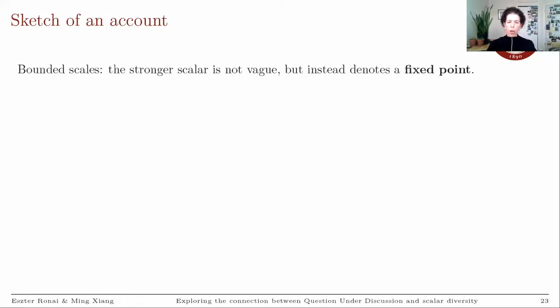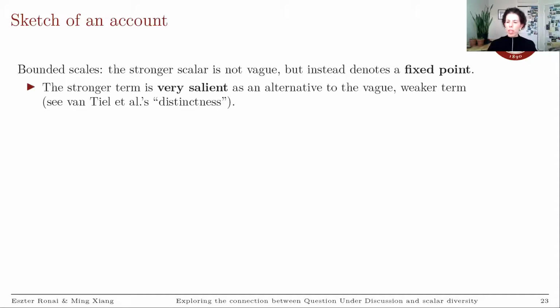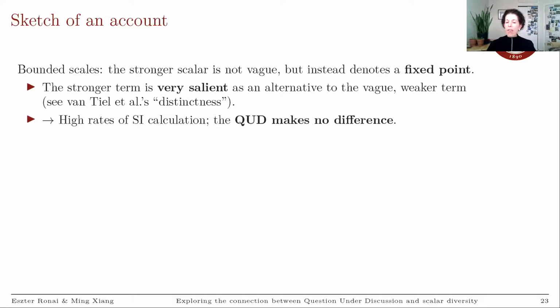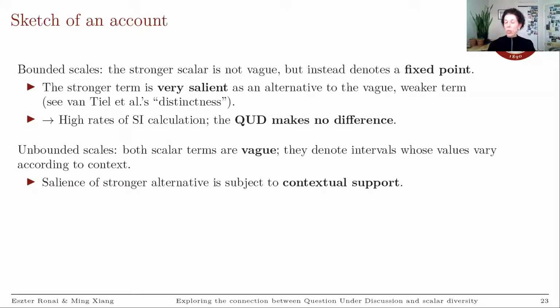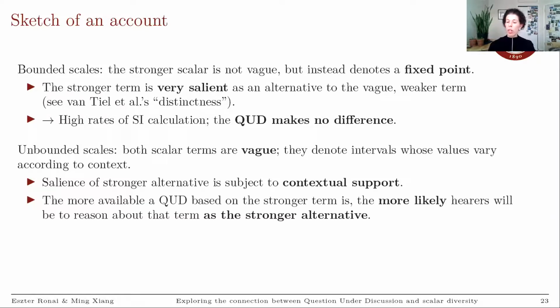So one tentative explanation of what might be going on here is as follows. As I said before, in bounded scales, the stronger scalar term is not vague. Instead, it denotes a fixed point or an endpoint. So based on this, we might argue that the stronger term is independently very salient as an alternative to the vague, weaker term. And this produces high rates of SI calculation in bounded scales, and the QUD makes no difference here. On the other hand, in unbounded scales, both of the scalar terms are vague. So both of them denote intervals whose values vary according to the context. And because of this, we might argue that the salience of the stronger alternative is subject to contextual support. So basically, the more available a QUD based on the stronger term is, the more likely hearers will be to reason about that term as the stronger alternative. And therefore, they will be more likely to derive the SI.